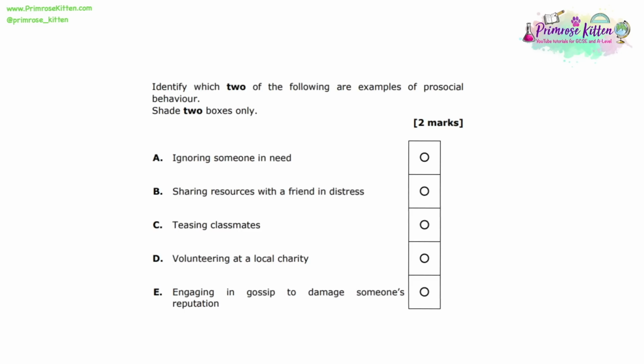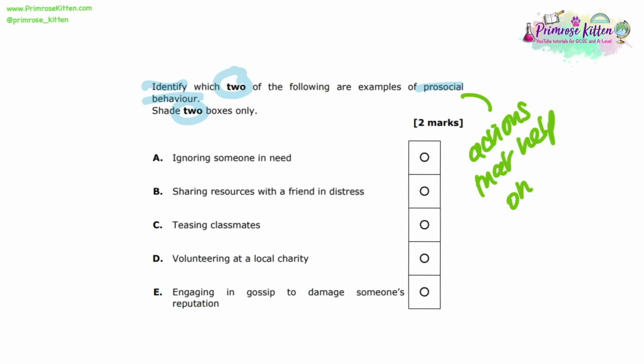Identify which two of the following are examples of prosocial behaviour. Shade 2 boxes only. Option A, ignoring someone in need. Option B, sharing resources with a friend in distress. C, teasing classmates. D, volunteering at a local charity. And E, engaging in gossip to damage someone's reputation. Prosocial behaviour refers to actions that benefit others or society as a whole. So for this question, the correct answers are B and D.